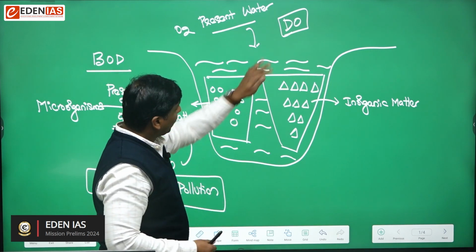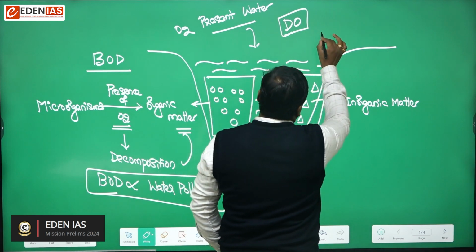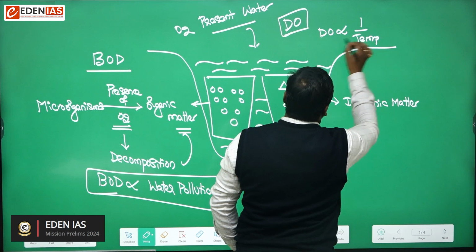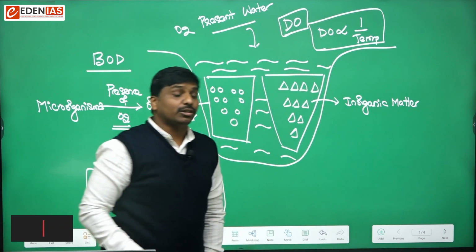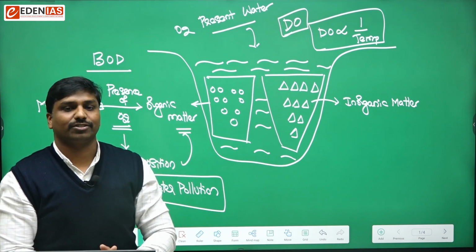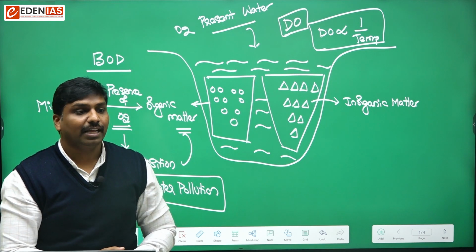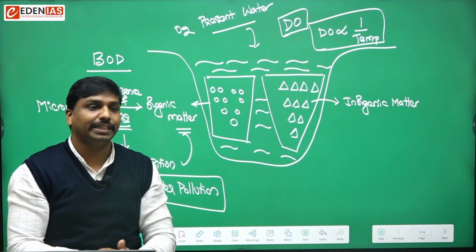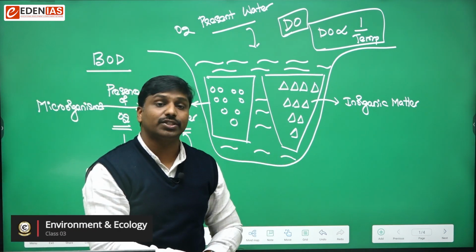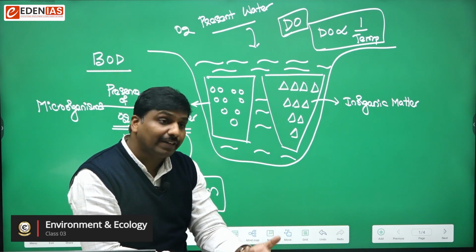Now when we talk from the perspective of dissolved oxygen, dissolved oxygen is usually inversely proportional to temperature. That means the more the temperature, the less the dissolved oxygen, and the lower the temperature, the more the dissolved oxygen content. When water is very warm, when water is heated up, obviously the amount of oxygen present in the water body will get reduced.